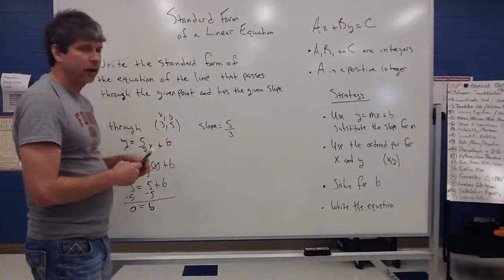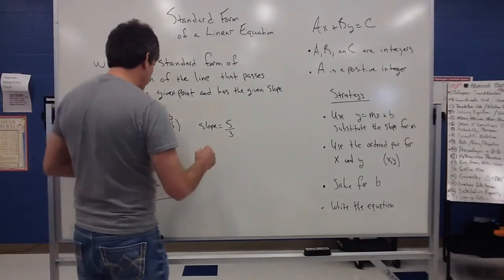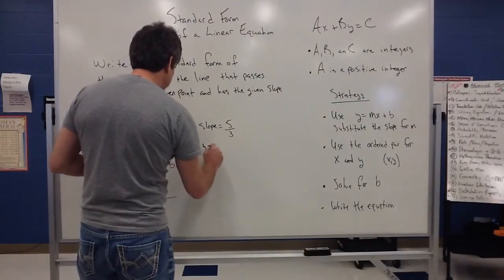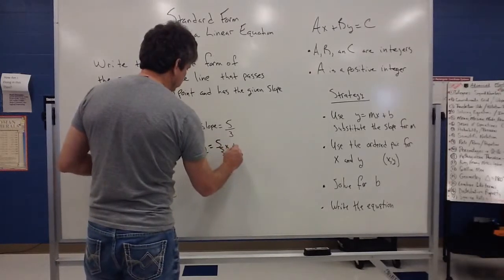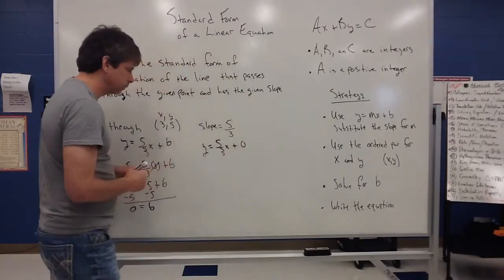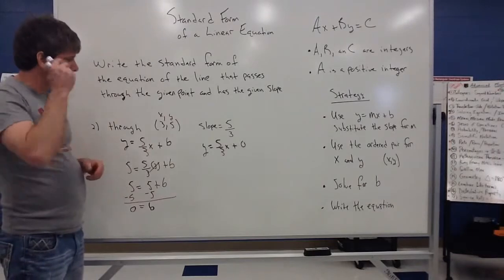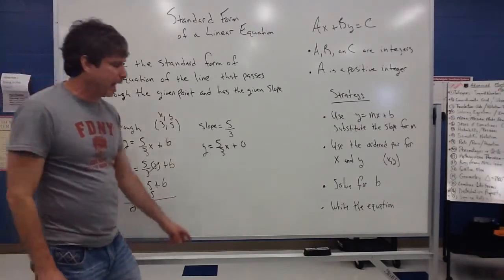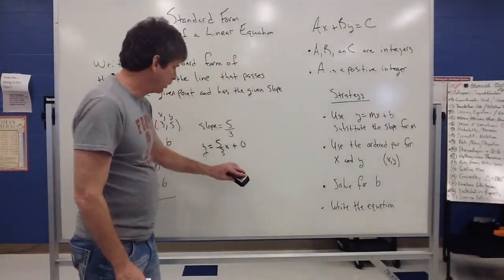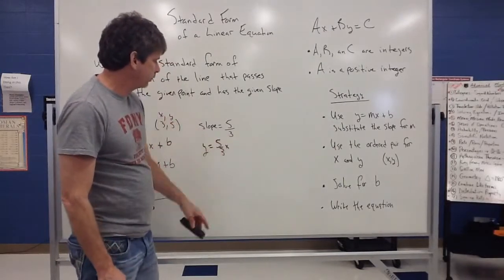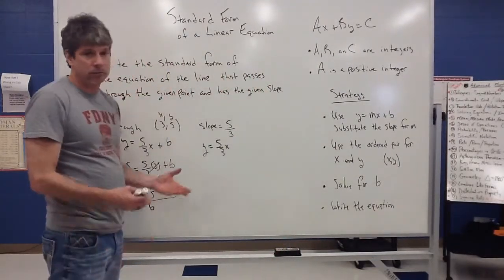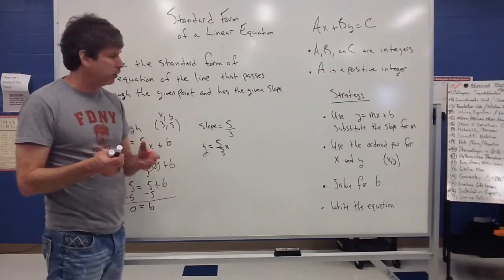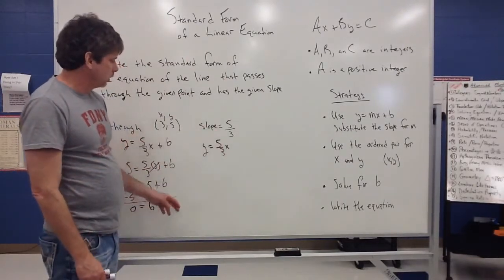So now I'm ready to write my slope-intercept form of the equation. So I have y is equal to 5/3 x plus 0. Again, plus 0 really doesn't add any value to it. So if we want, we can just drop that out of the problem. We don't need that plus 0 there at this point. Adding 0 has no value, so just leave it out.